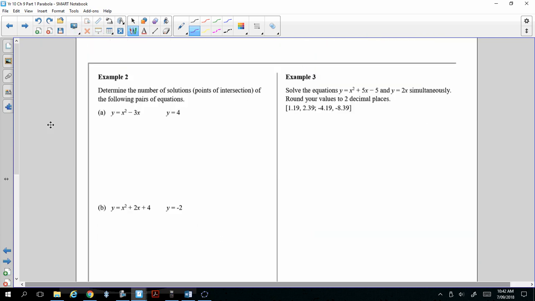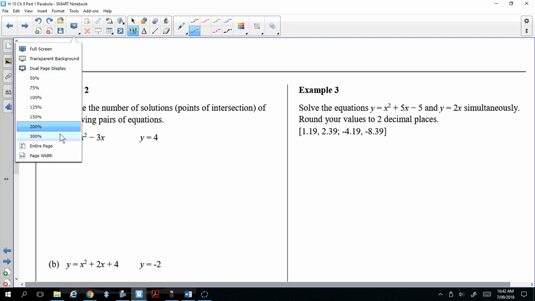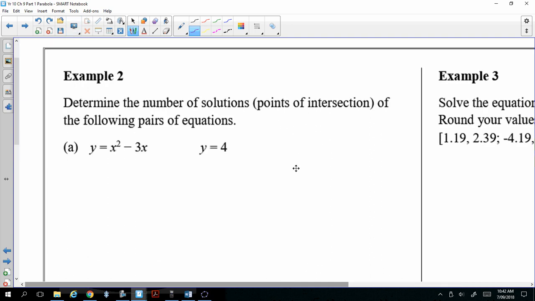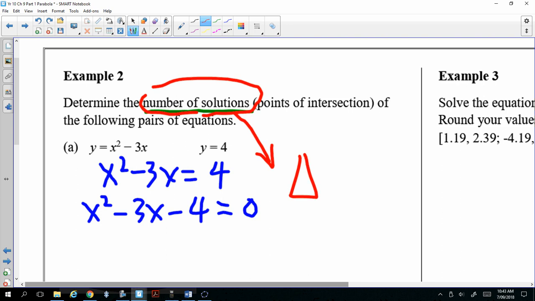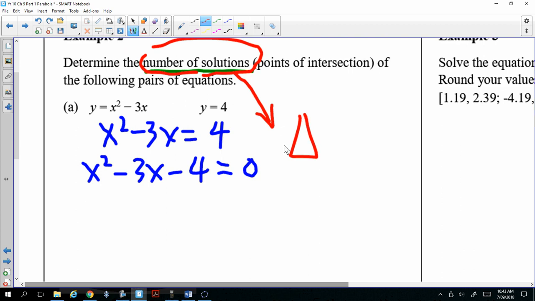They ask how many solutions. When they say how many solutions, you make them equal. Right? Like before, solve simultaneously first. But instead of solving by factorizing or formula, when they say how many solutions, you use the discriminant. That's all you have to do. You don't have to find out what the solutions are, find out how many.